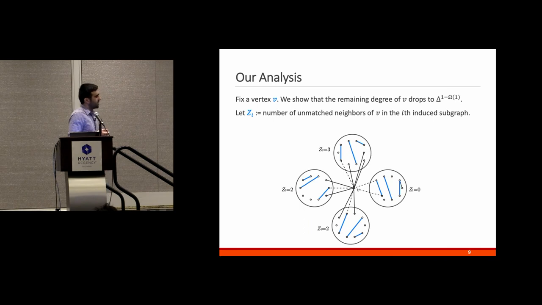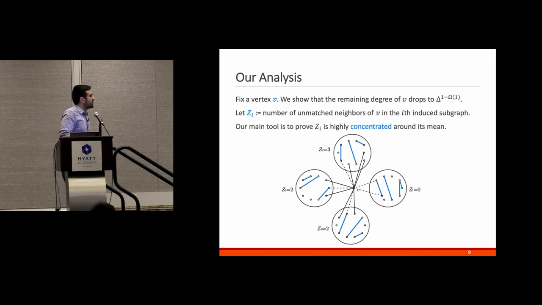So for example here, in this partition one on the right, this vertex v has two neighbors, but both of them are matched, so z1 will be zero. In the second partition, it has four neighbors, three of them are unmatched, so z2 will be three, and so on. Z3 will be 2, and Z4 will also be 2.